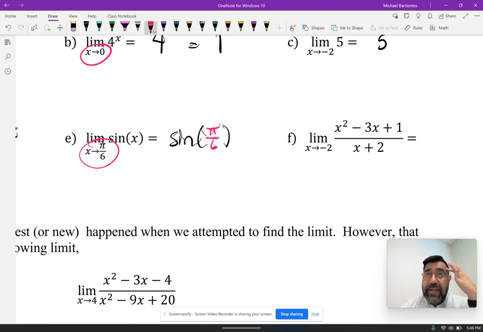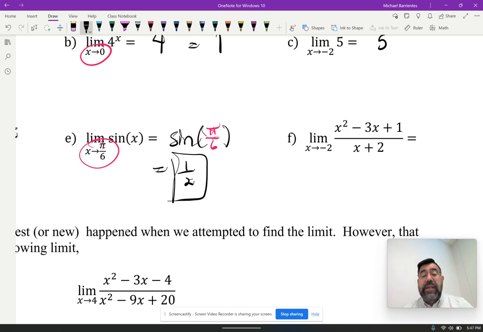If it helps in your head, you can translate pi over 6 into 30 degrees, which it is, and figure out what's the sine of 30 degrees. How you figure that out, College Board says that's up to you. You can use a mental unit circle. You can use the finger test. Whatever way you figure it out, sine of pi over 6 is 1/2. So far, we're doing good.